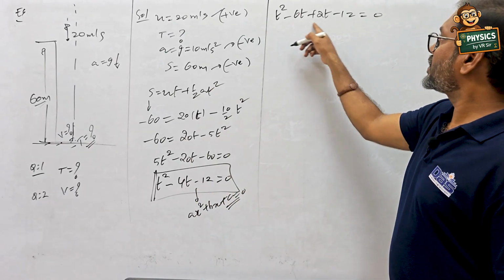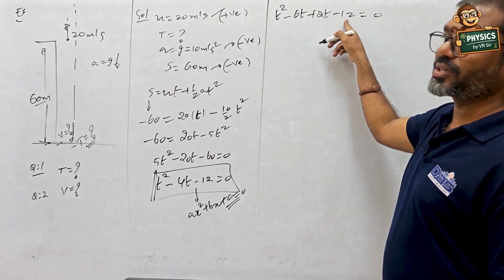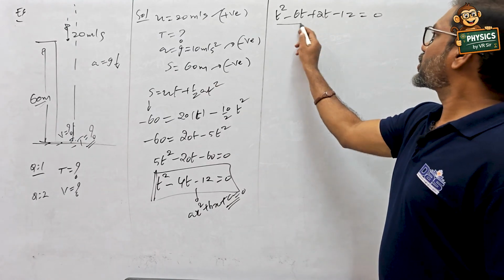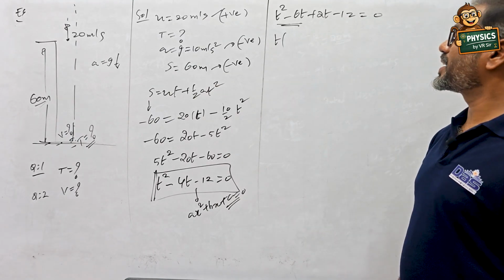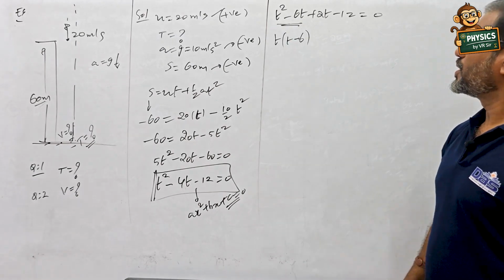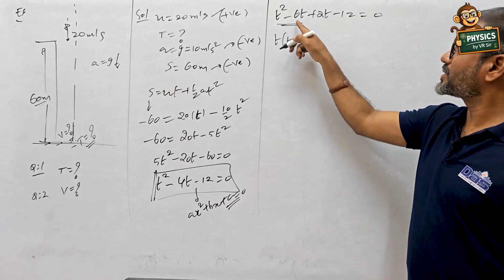If you multiply these two, minus 6 and minus 12, you will get this one. So there, the possibility we can write. Now in these two terms, what is the term to be taken common? t. So what is left over? t minus 6, because in the first two terms I have taken t common.